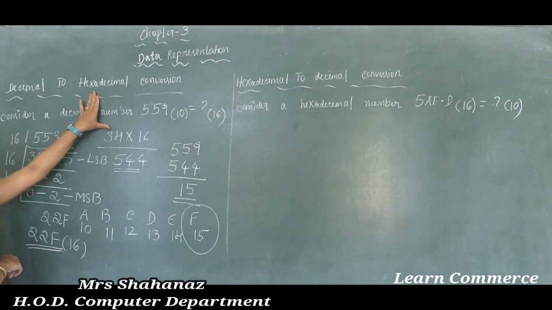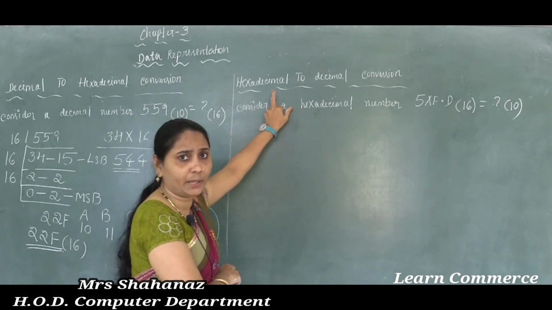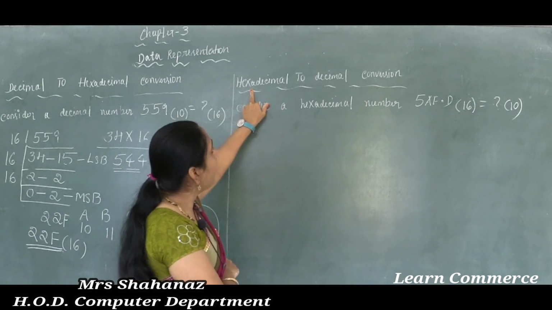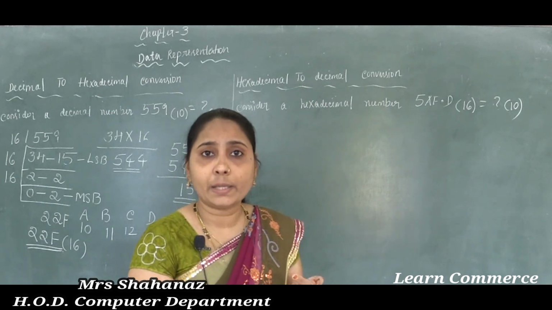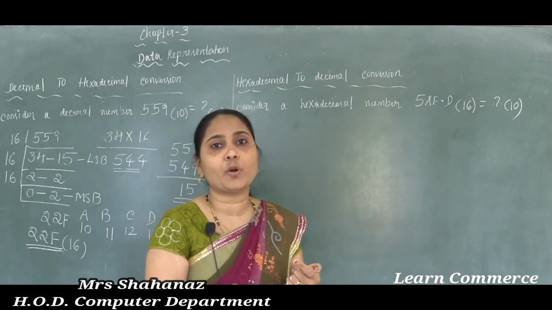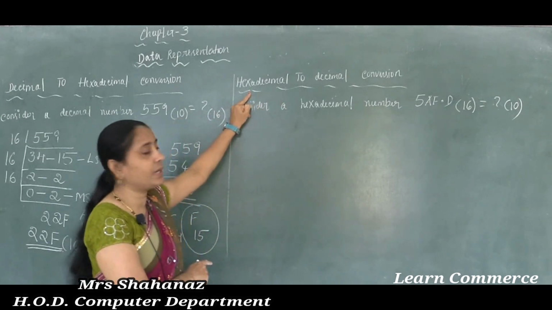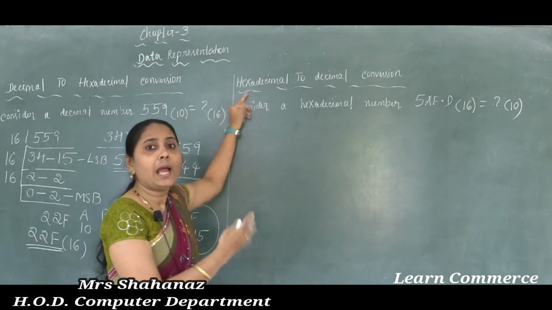Decimal to hexadecimal conversion. Now the second conversion is hexadecimal to decimal conversion. Step 1: multiply each digit of a hexadecimal number by its positional weight. So for a hexadecimal number the positional value is 16. Okay, add all the products.